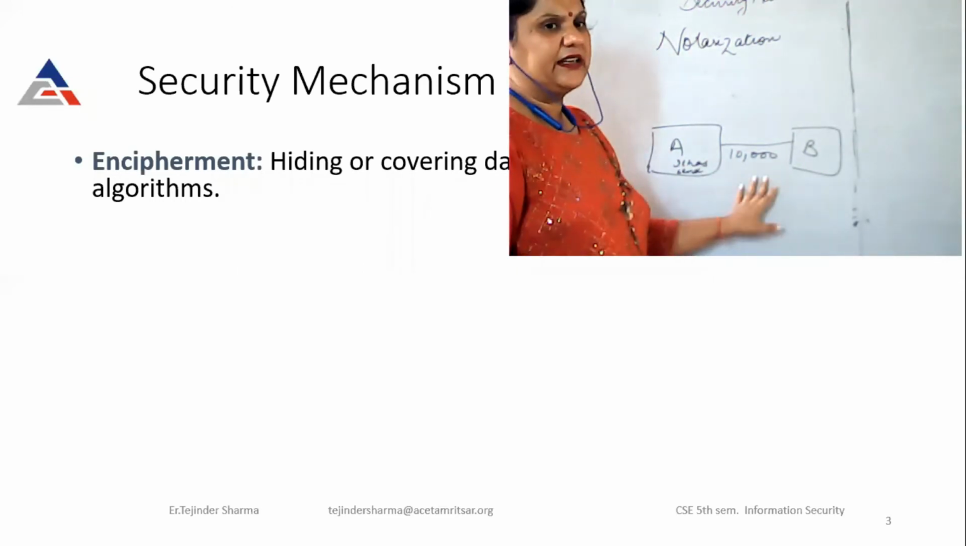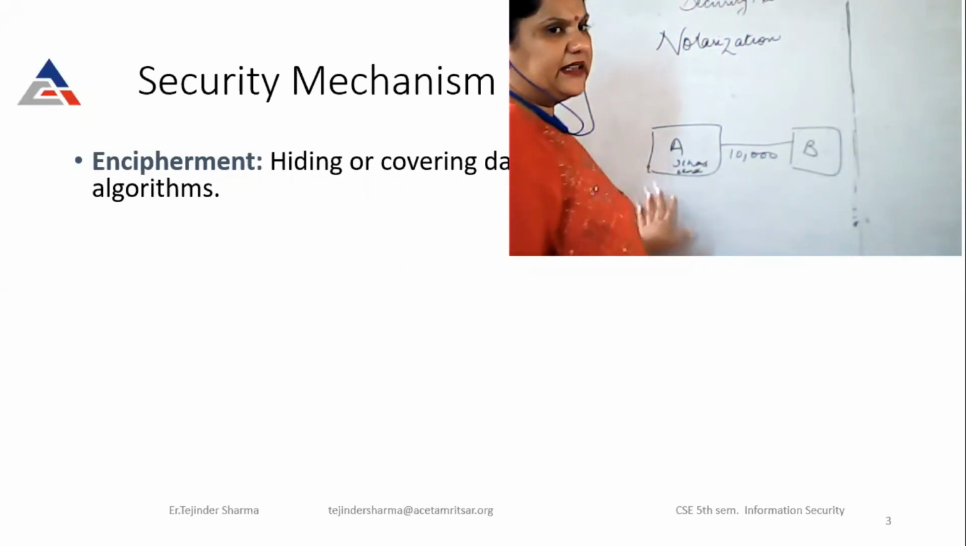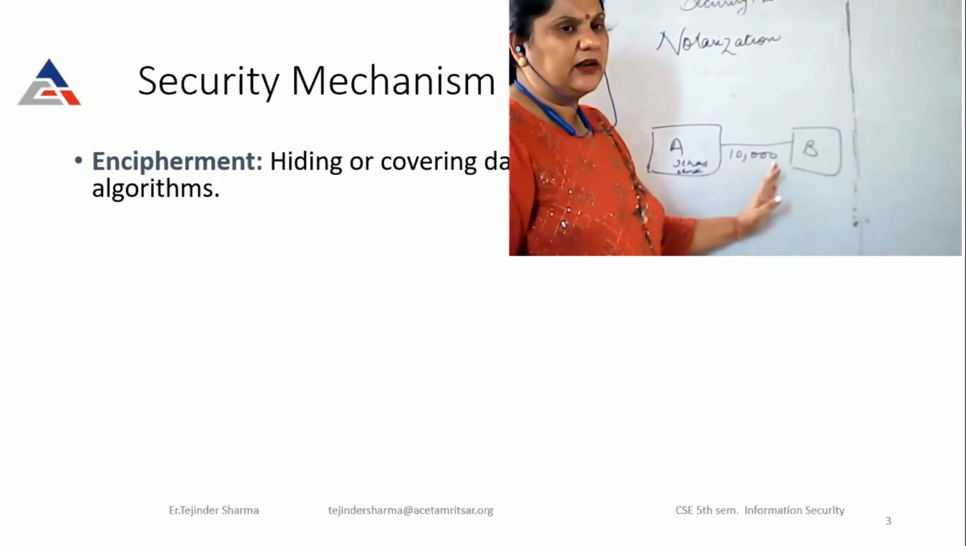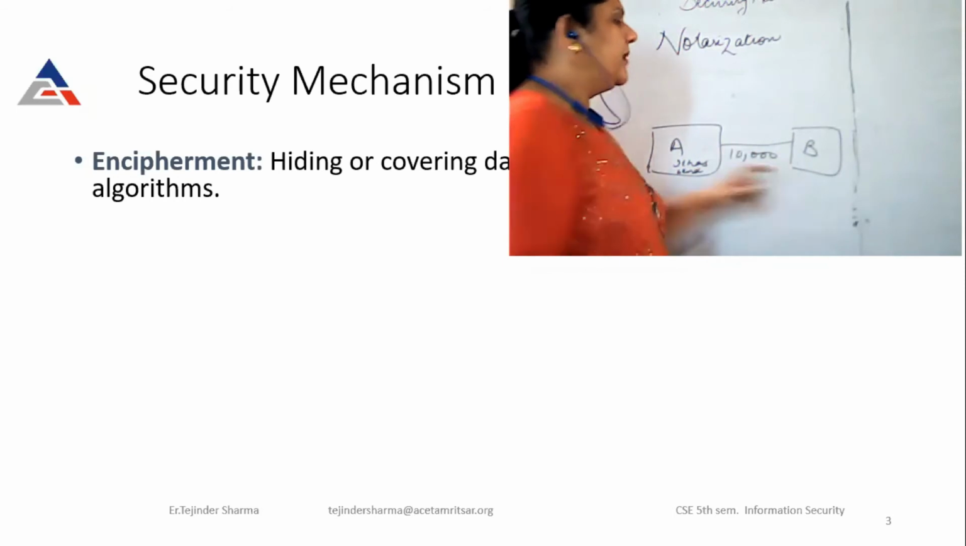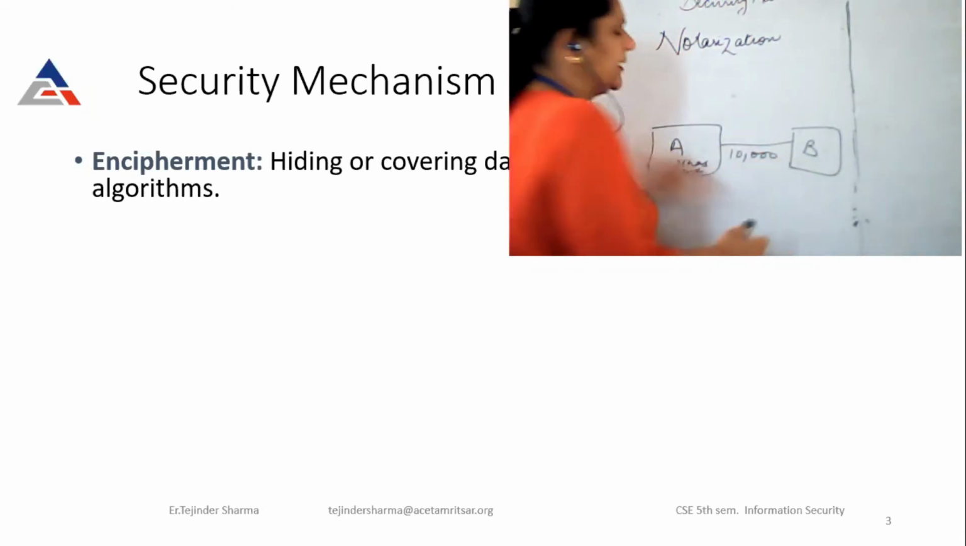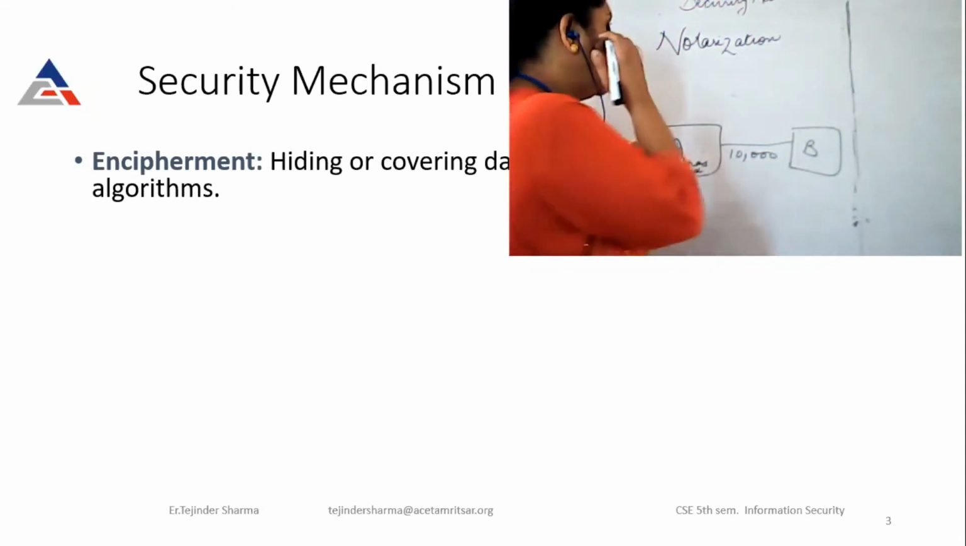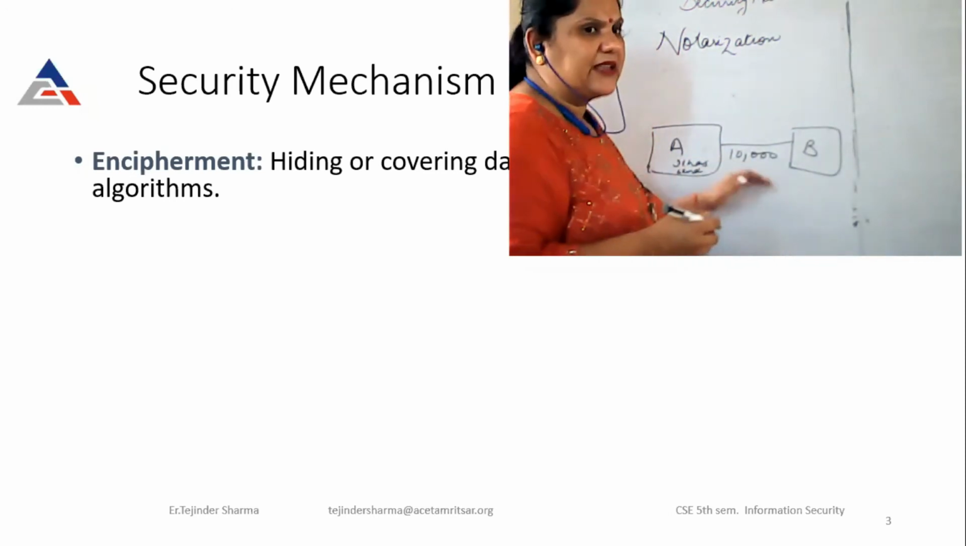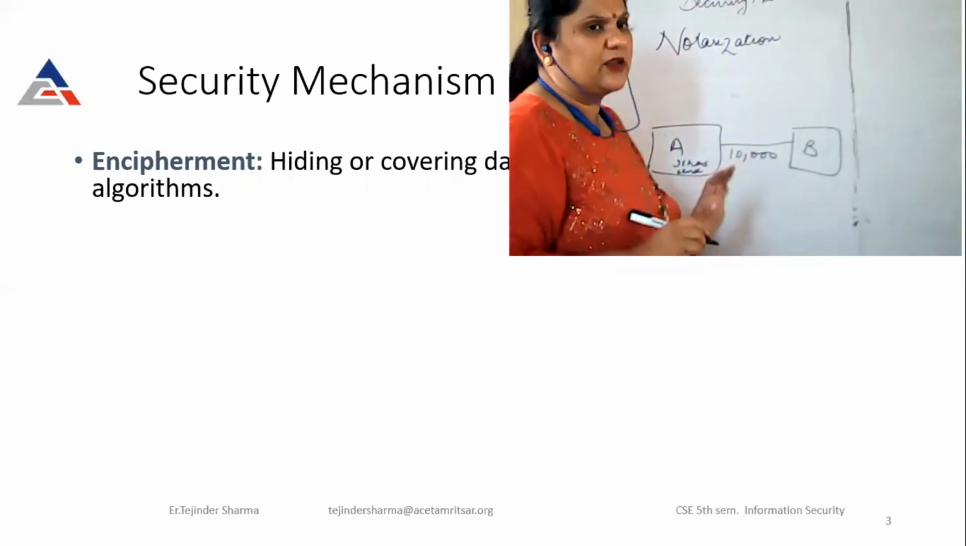B refuses that it has received. A says that it has sent 10,000 rupees to B, and B refuses that it has received it. B is refusing to accept that it has received the rupees. Now, how will A ensure that A has sent, and how will B ensure that he has not received?